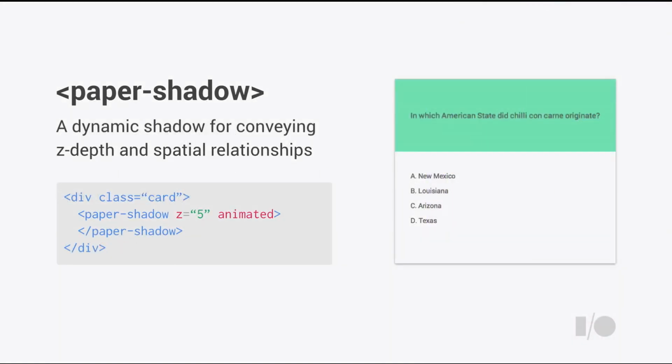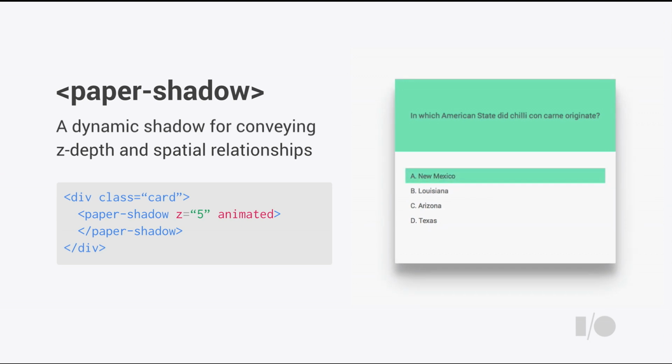Another example is paper shadow. So we wanted to give developers the ability to create realistic shadows in their applications. And what paper shadow does is it allows you to set a visual z-depth on your element. So as you see here, as we're interacting with this thing, it's going to kind of jump off of the page, which is nice because as your user is working with this element, it can start to feel a bit more alive and a bit more tactile, right?